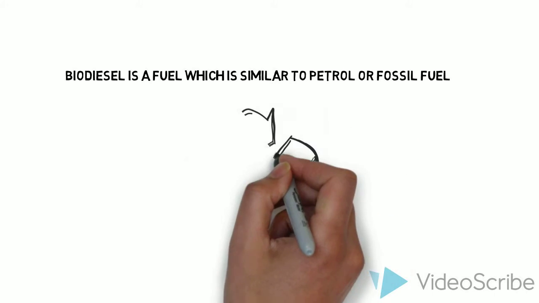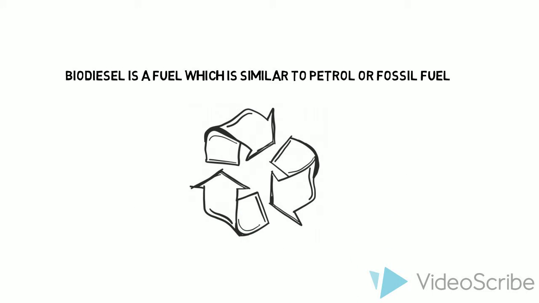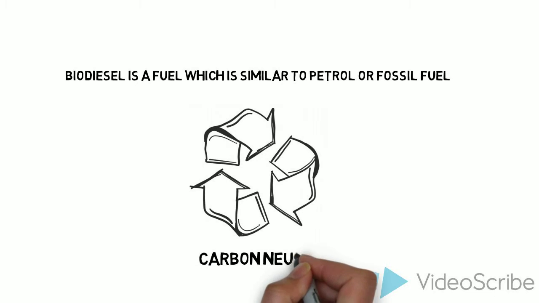Biodiesel is a fuel which is similar to petrol and fossil fuel. This fuel can be produced by different oils and therefore is better for the earth. The cycle of this fuel is carbon neutral, which means that the CO2 emissions are slim, and with a perfect cycle, the carbon is recycled and reused by the plants that are used for their oils.